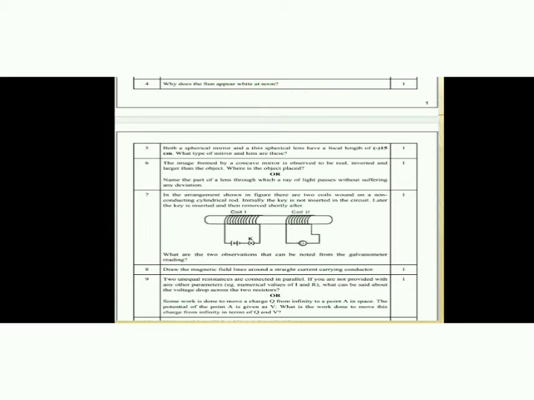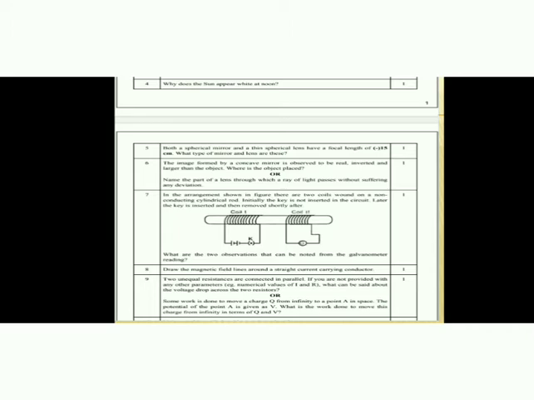So this question is already there in your textbook. The answer to this question is already there in your textbook. Whenever the sun appears at noon, it appears to be white. Why? Because during noon, the sun is overhead, just above our head. So the light rays have to travel a very small distance in order to reach our eyes.